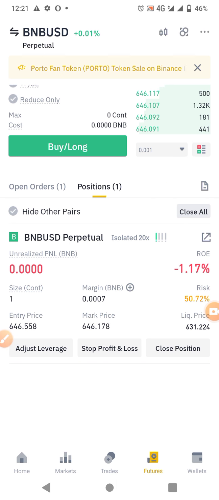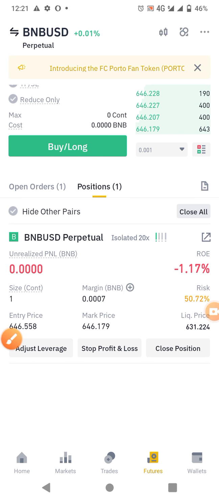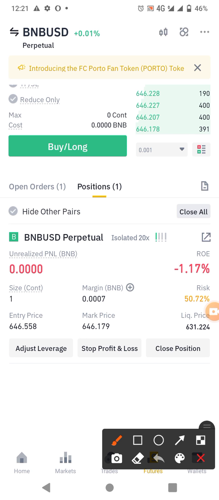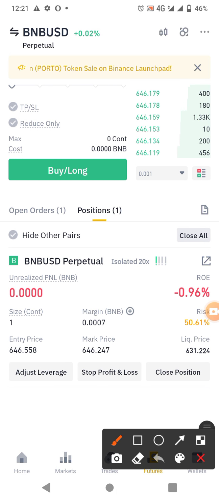My market price is the current price of BNB now. You can see it's changing. This entry price is the price at which I entered the market. Are you seeing it? Close position if you are stopping.